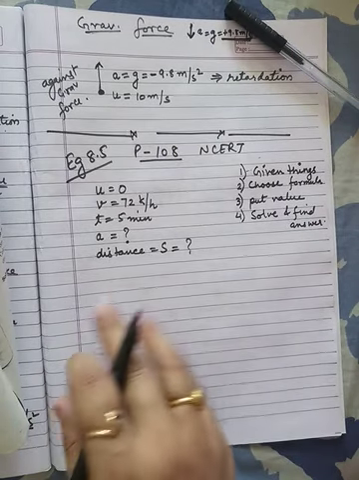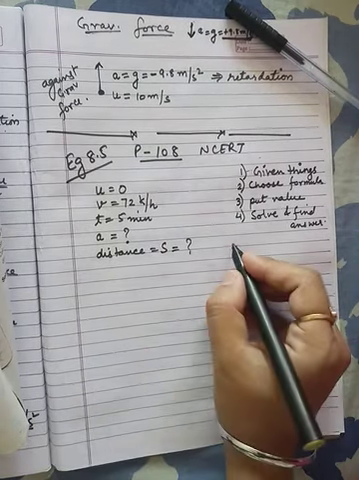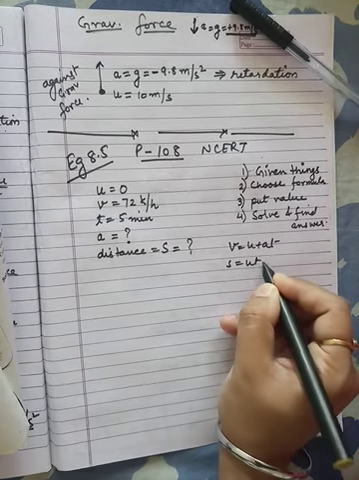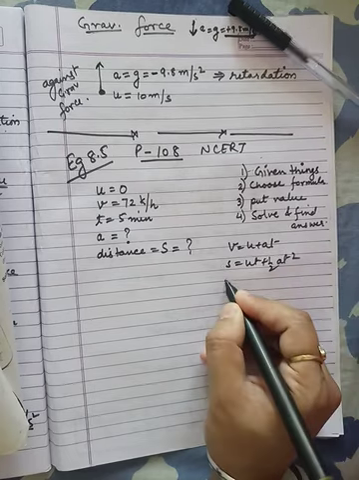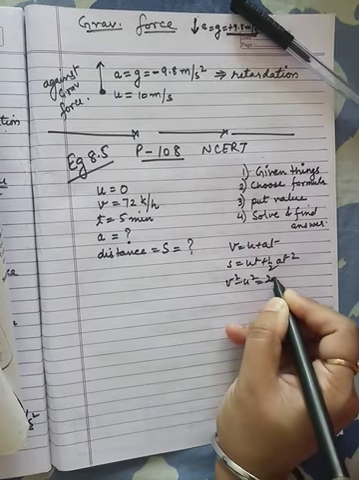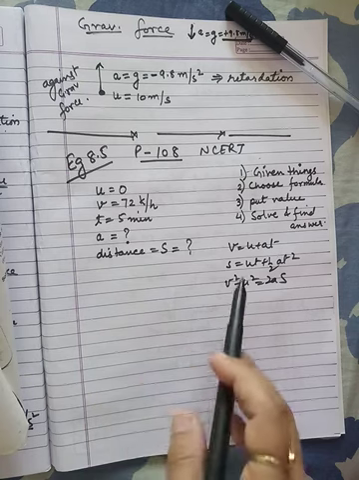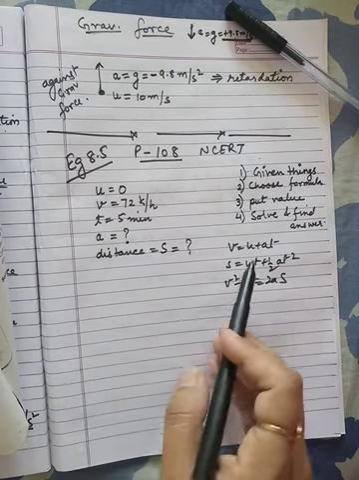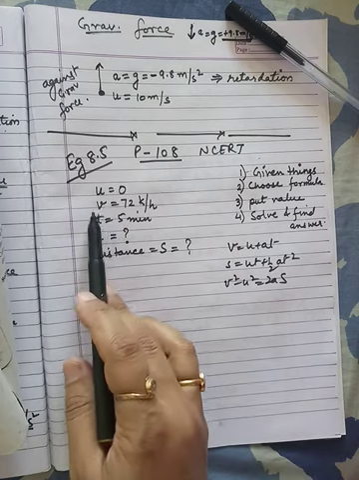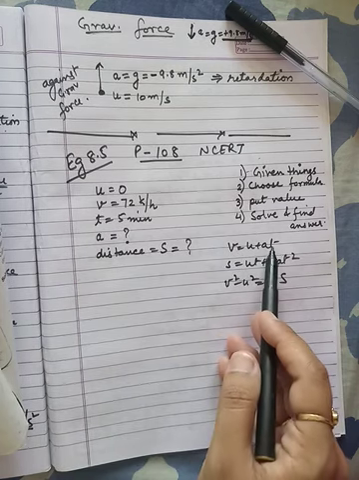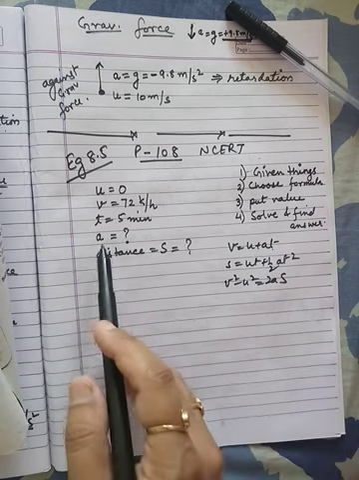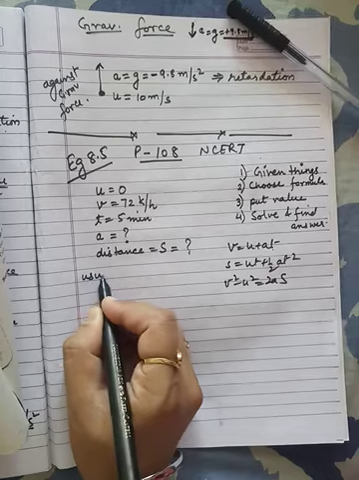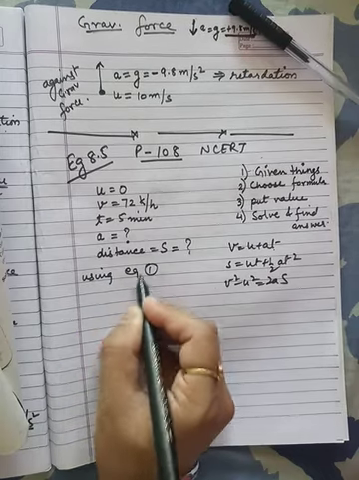So from the 3 equations of motion, what are they? v is equals to u plus at, s is equals to ut plus half at square, and v square minus u square equals to 2as. These are the 3 equations. From these, how can we find a from the given things? We know u, v and t. So use the first equation, and then we can find out a.